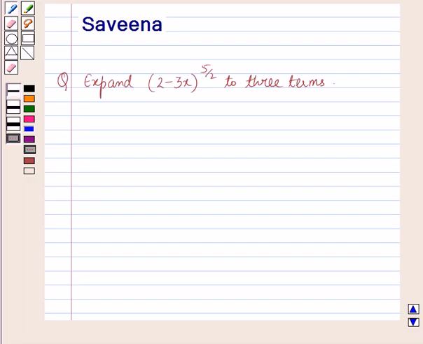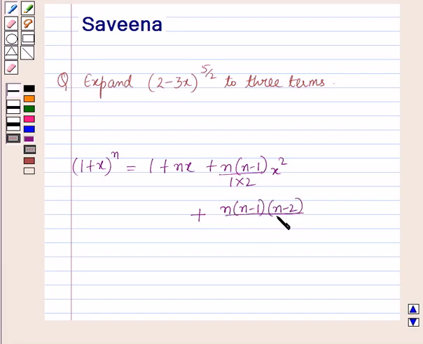Now, before starting the solution of this question, we should know the expansion of a binomial expression. And that is (1 plus x) raised to power n is equal to 1 plus nx plus n into (n minus 1) over 1 into 2 into x square plus n into (n minus 1) into (n minus 2) over 1 into 2 into 3 into x cube plus so on up to infinity, where absolute value of x is less than 1 and n is any fraction.